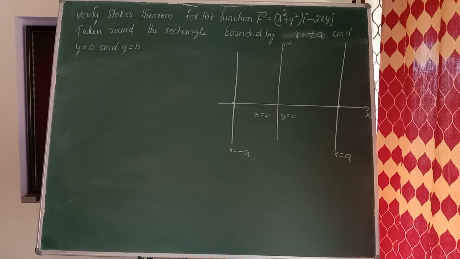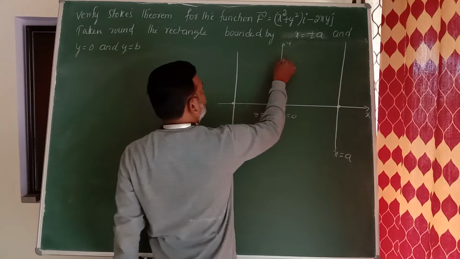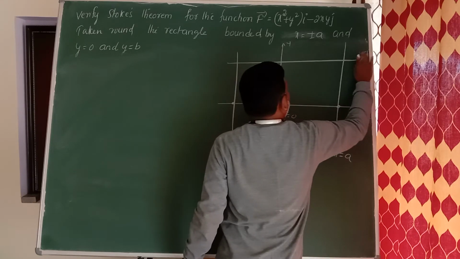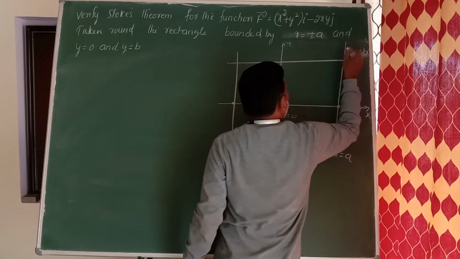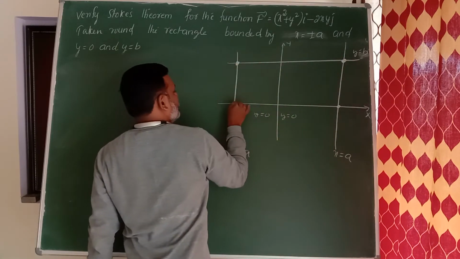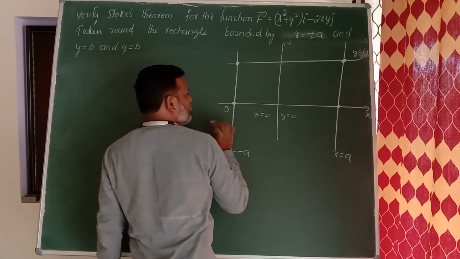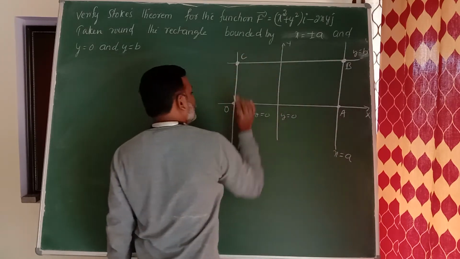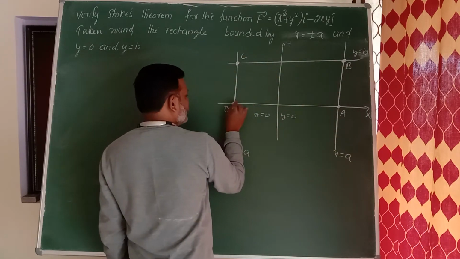And y equals b is nothing but the upper part, plus b. Therefore, here we have to take y equals b. This is a line parallel to the x-axis. Note down the boundary conditions here. I can take the corners as O, A, B, C.